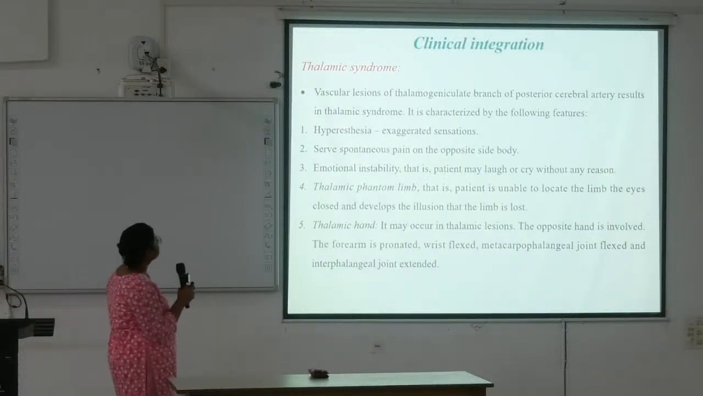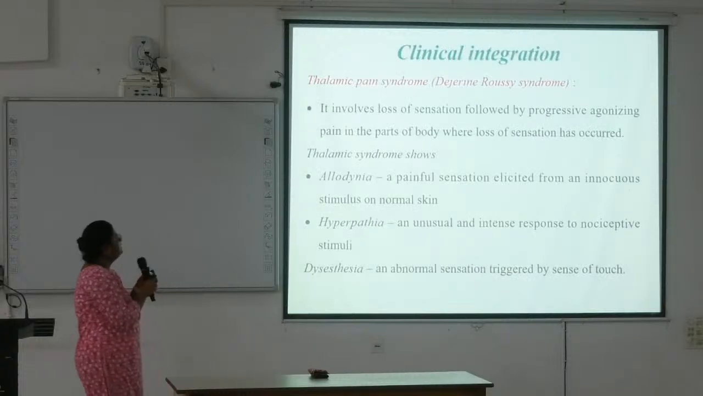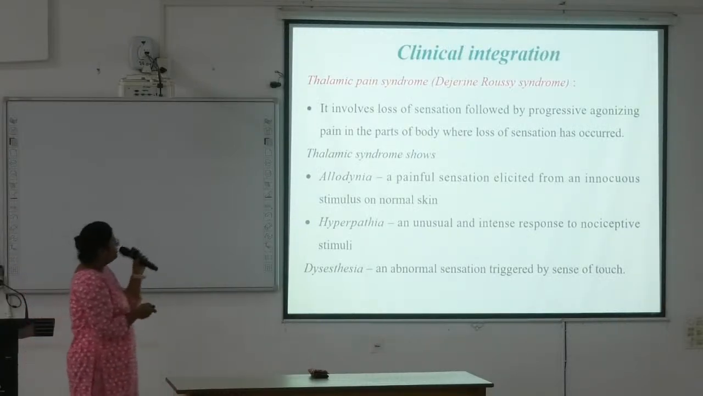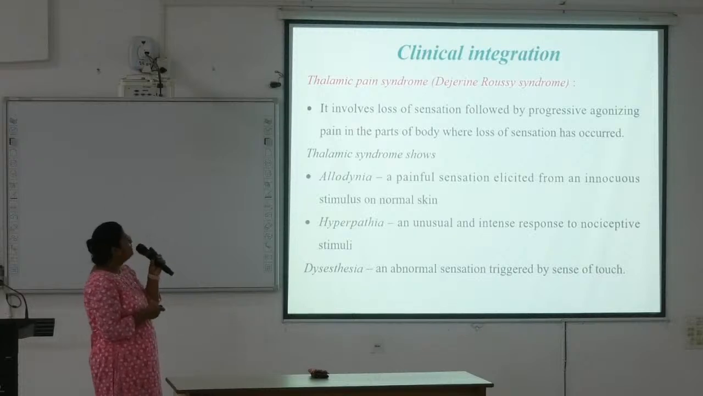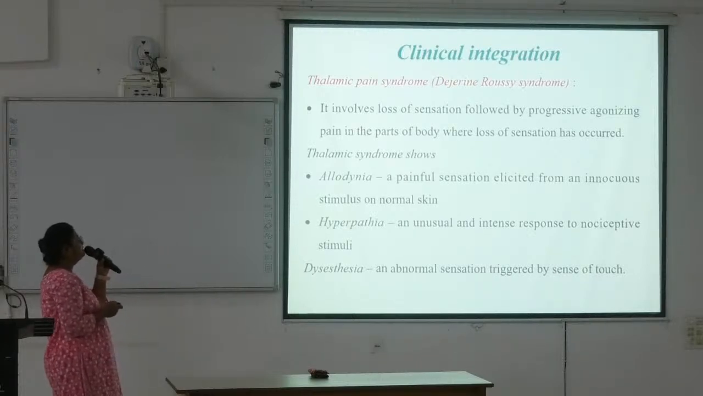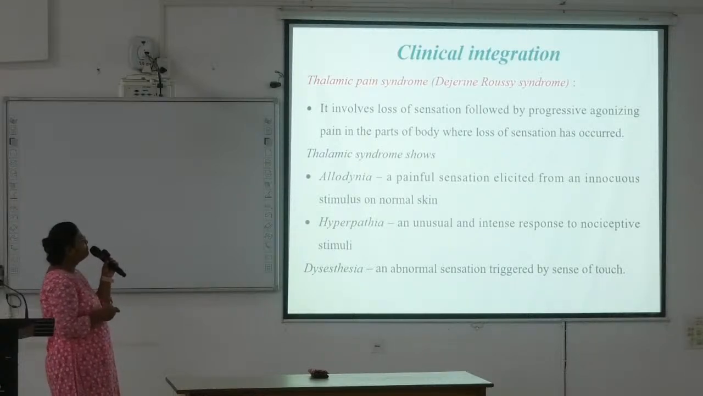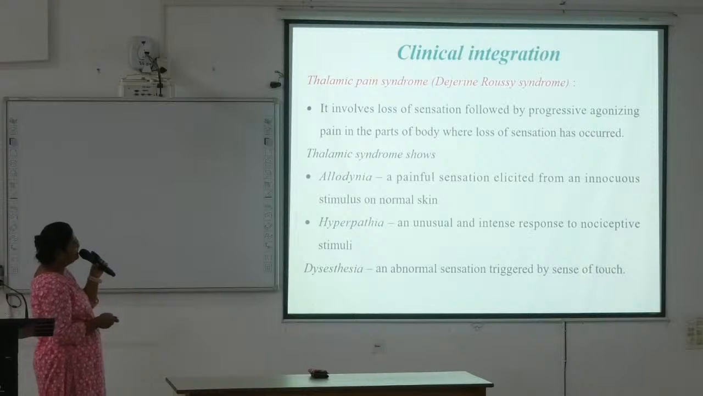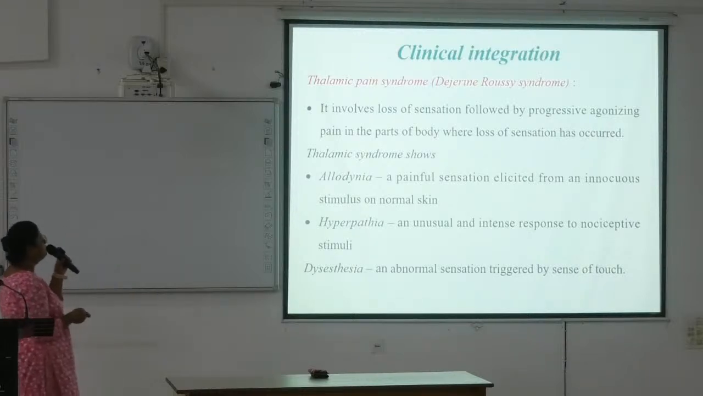Next is thalamic pain syndrome or Dejerine-Roussy syndrome. It involves loss of sensation followed by progressive agonizing pain in the parts of body where the loss of sensation has occurred. Thalamic syndrome shows allodynia, a painful sensation elicited from an innocuous stimulus on normal skin.